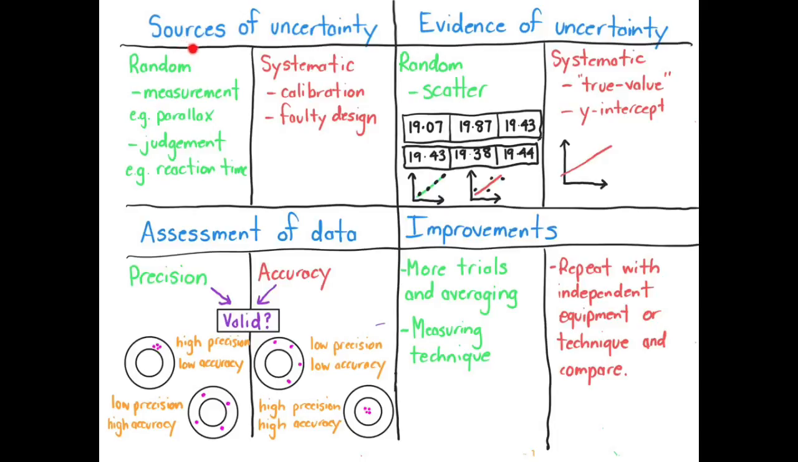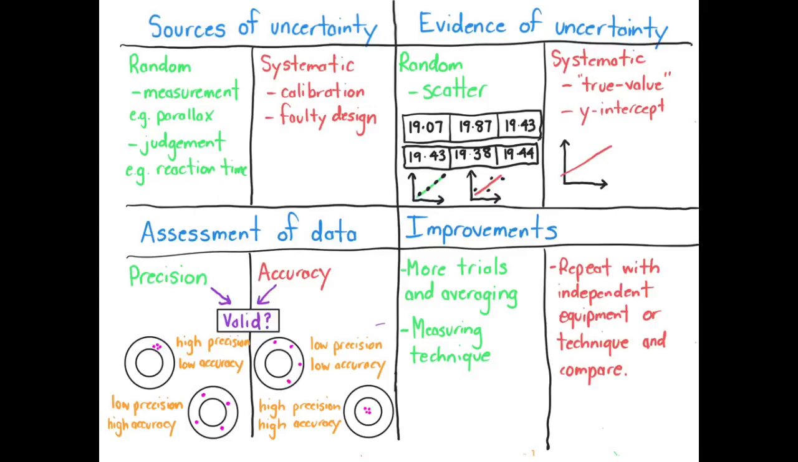Okay, so we need to start off by looking at our sources of uncertainty or error. We need to classify them into two types, random and systematic. So our random errors tend to be our measurement errors or our judgment errors. So things like the parallax error, if your eye isn't exactly level with the scale that you're reading, or judging a reaction time, or judging a colour change, which is probably more in a chemistry experiment. But all of those things that involve us judging and measuring, sometimes we might be too high, too low, too fast, too slow, so they can go either way, hence the word random errors.